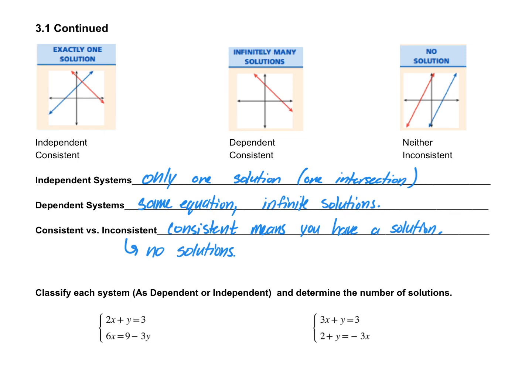So an independent, consistent system is going to be two separate, different equations with one intersection point. Dependent means you have the same equations, so the lines are always touching. And if you have parallel lines, so same slope but different intercepts, those will never touch, so that is inconsistent with no solution.